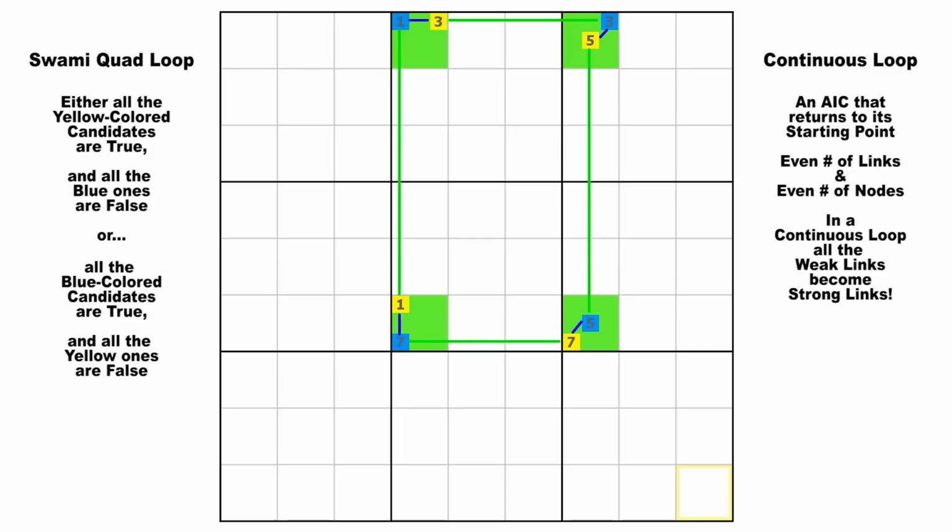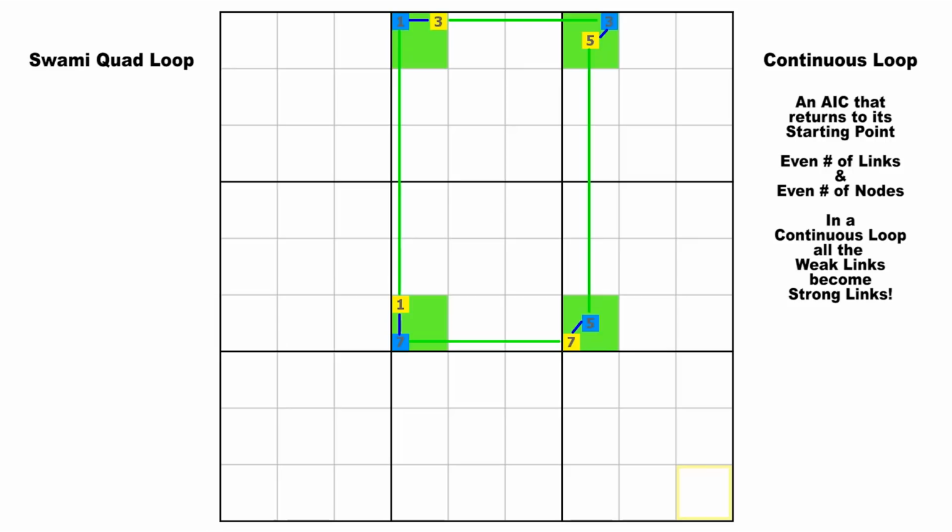All the blue-colored candidates are true and all the yellow ones are false. The candidates alternate true and false, even though we don't yet know which way it is. But what this does is it allows you to eliminate any candidate that can see two oppositely colored candidates that are all the same digit. By the way, this very important principle will come into play in the next two videos, video number 31 and 32, on simple coloring types 1 and 2.